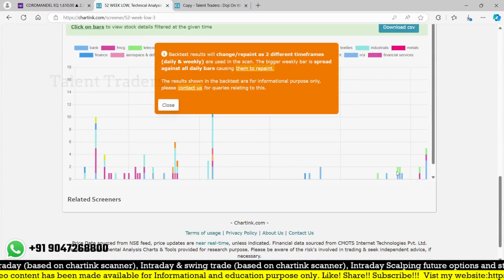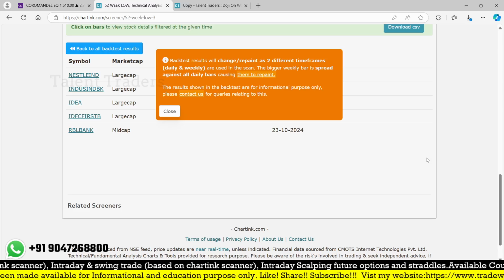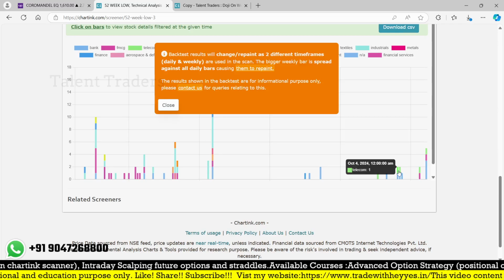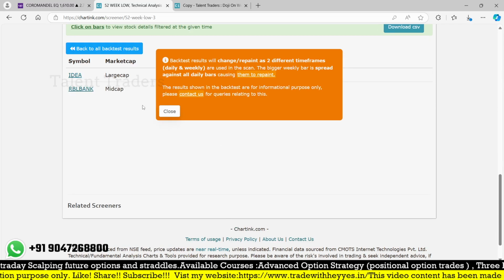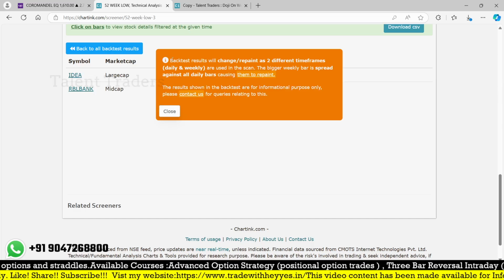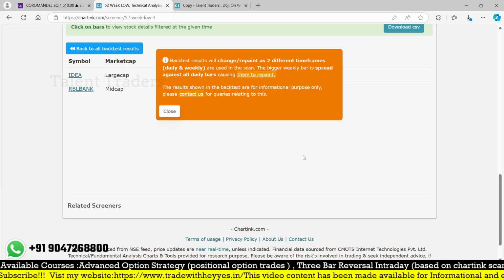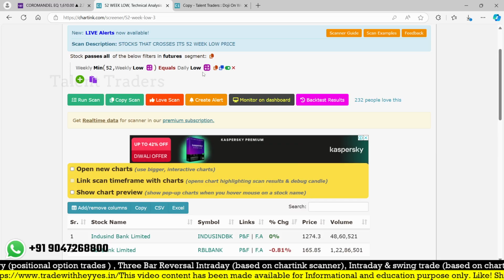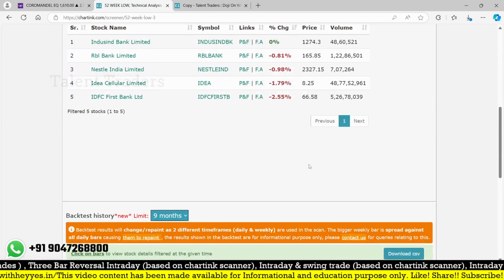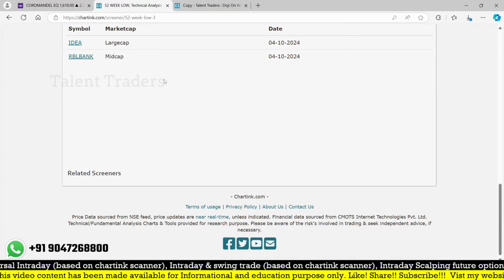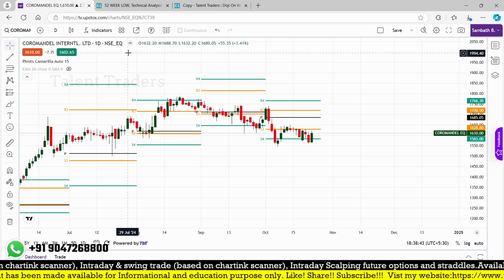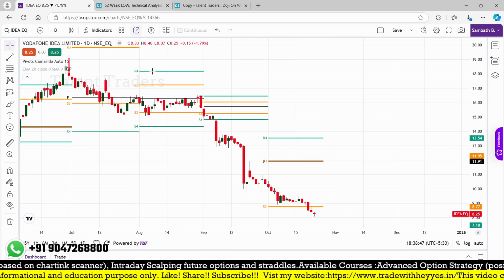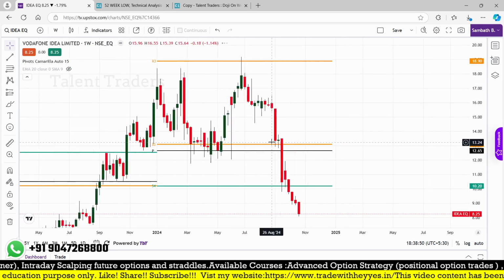52 week low. Let me check what the common stocks are here: Nestle, IndusInd Bank, Idea. Here it shows the backtrace visual across two different time frames. It shows you the daily low, but it will show you the weekly minimum, so it is fixed. So Idea on 410, let me go for Idea, 1 day or 1 week, 410.